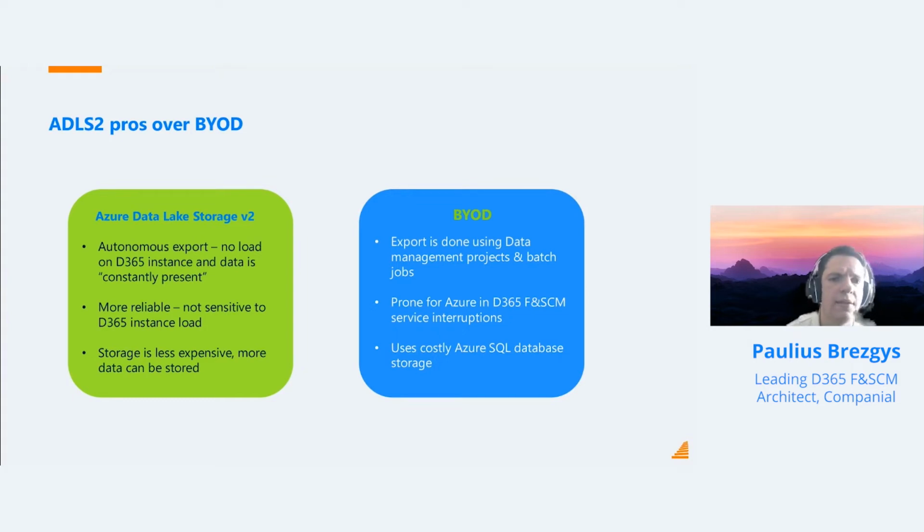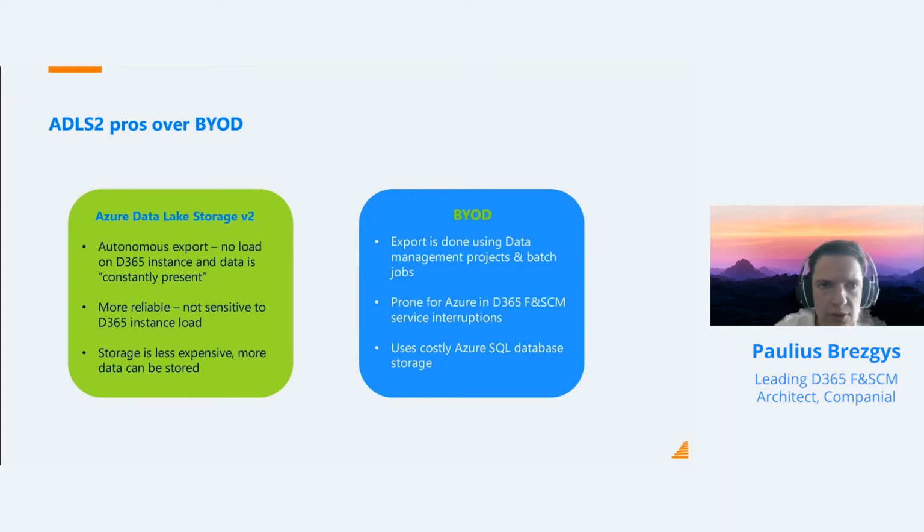Now that results that data lake should be more reliable. We don't have much history with it yet, so we cannot tell that, but it's not sensitive to Dynamics 365 load, so it should be more reliable than the bring your own database. Because, as I mentioned already, bring your own database is prone to Azure interruptions or Dynamics 365 service interruptions, which results in unexpected data losses or unexpected crashes in the export. And then you have to figure out why the balances don't match and so on.